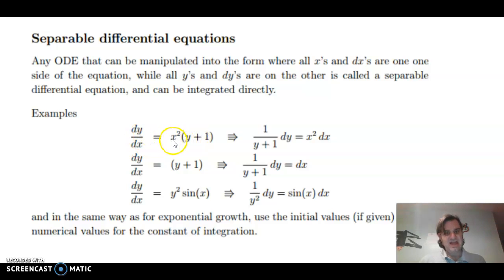That means the x and the y, what looks like variables, and the dy and dx, so that we can get all the x parts on one side and all the y parts on the other. And there's 3 examples here.